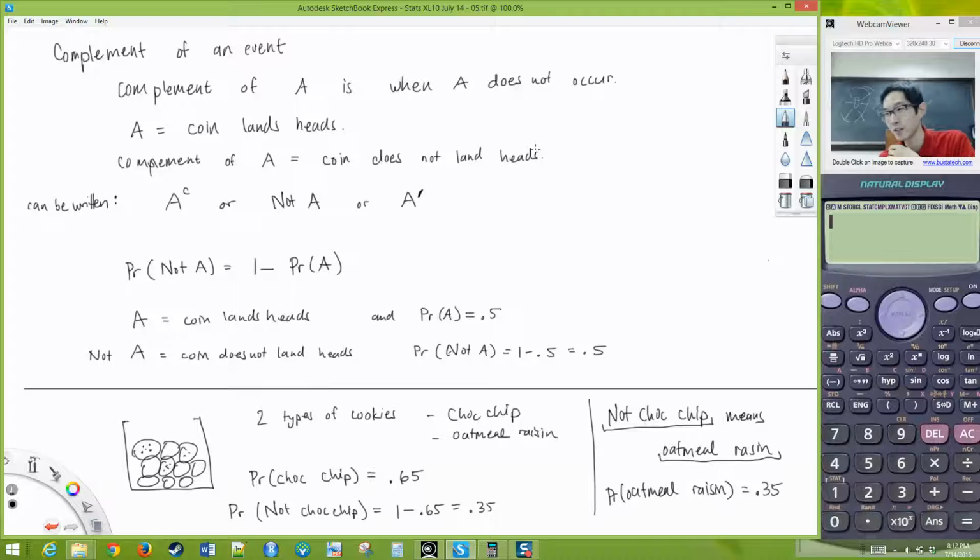Whose favorite cookie is oatmeal raisin here?